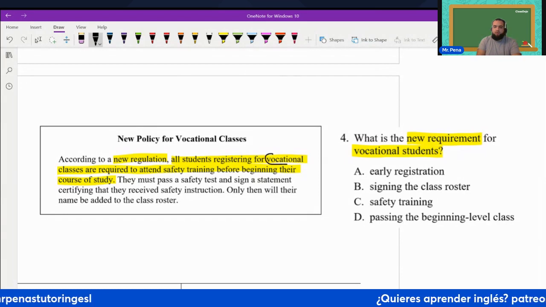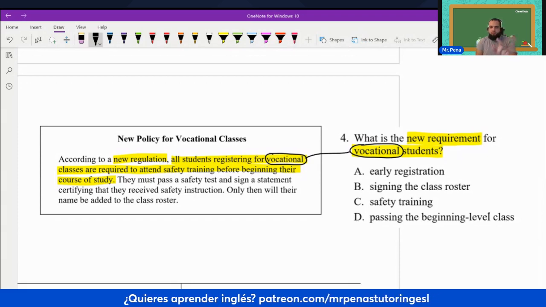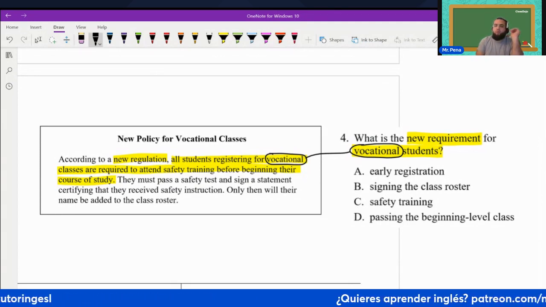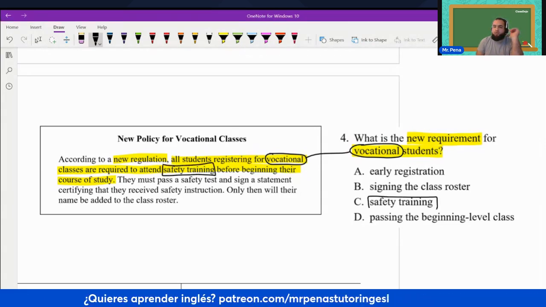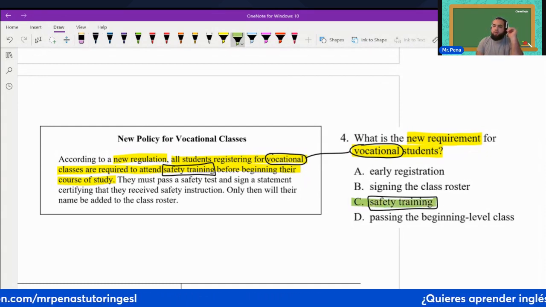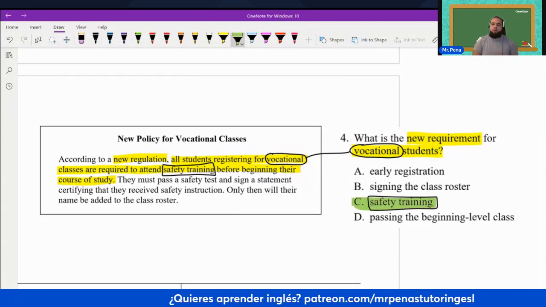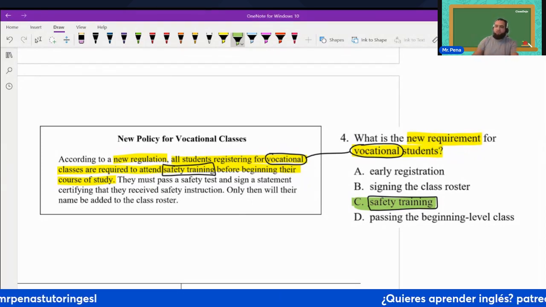So here we have the word vocational and vocational. So they're talking about the same thing. And it says they are required to attend safety training before they begin their course of study. So number 4 is C. They are required to attend safety training classes. This is a new policy for vocational students.